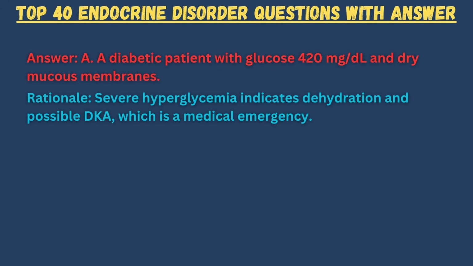Answer: A. A diabetic patient with glucose 420 milligrams per deciliter and dry mucous membranes. Rationale: severe hyperglycemia indicates dehydration and possible DKA, which is a medical emergency.